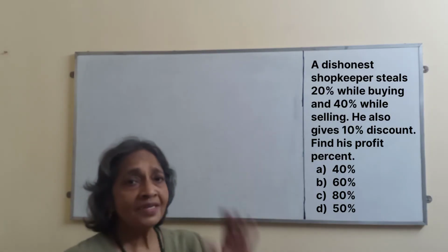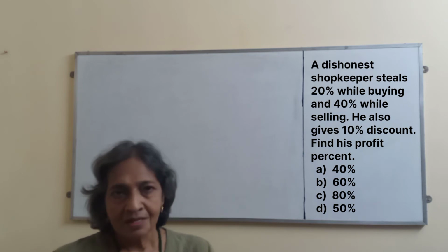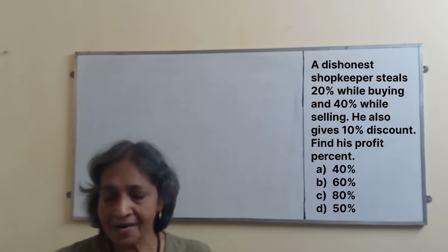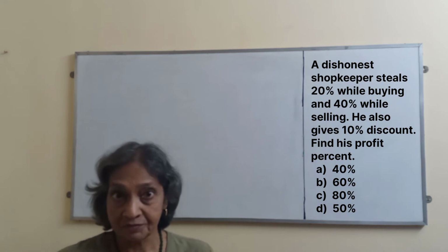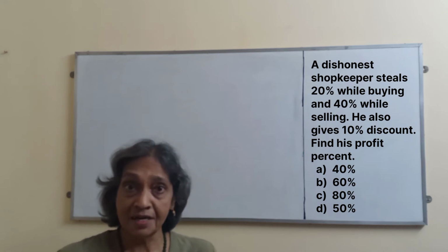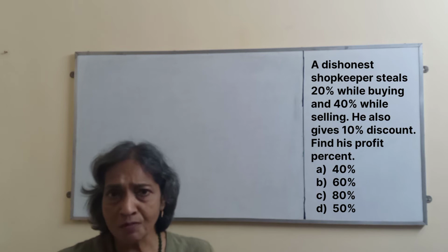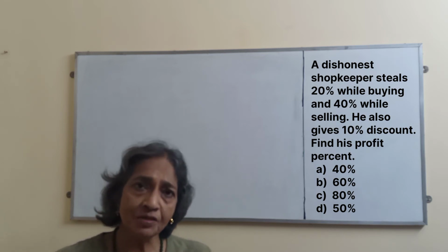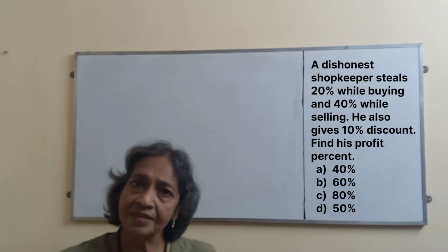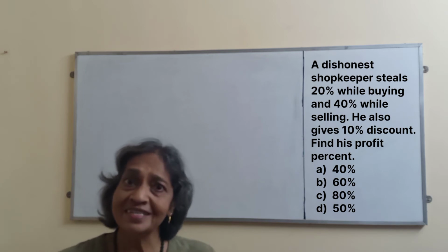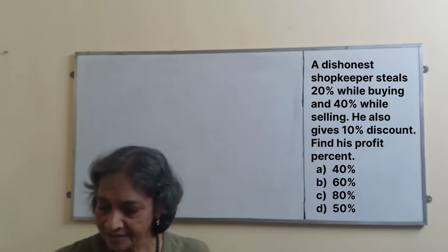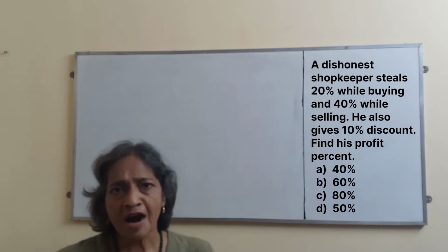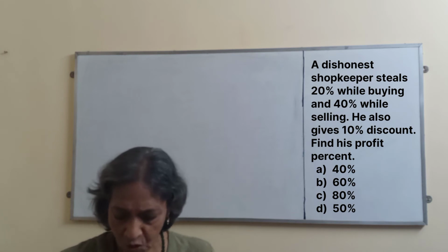Alright, our next sum here. A dishonest shopkeeper steals 20% while buying. Now this is buying and selling both. And 40% while selling. That means when he's buying, he's stealing something, and when he's selling, he's giving you less. He also gives you a 10% discount. Find his profit percent. Okay?